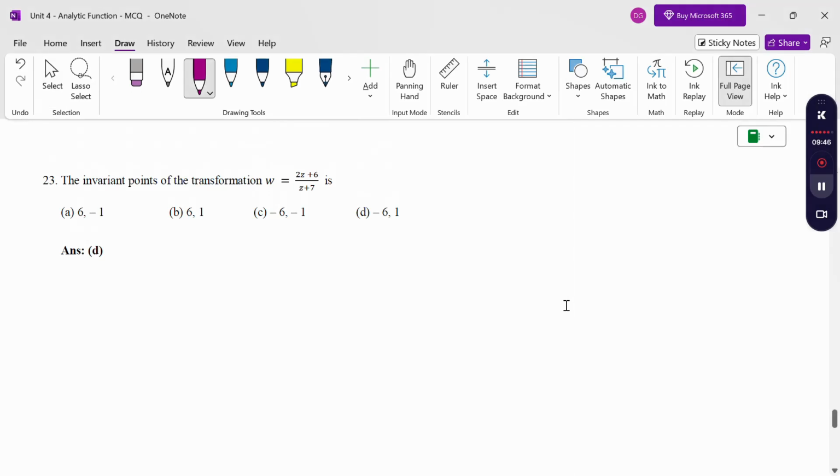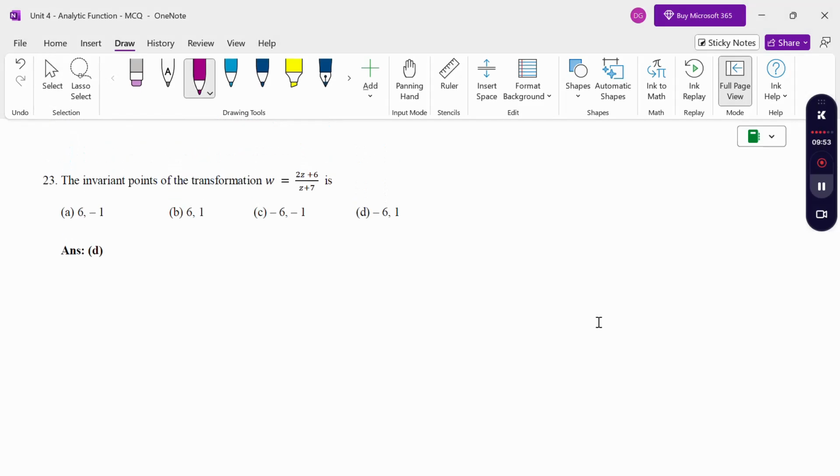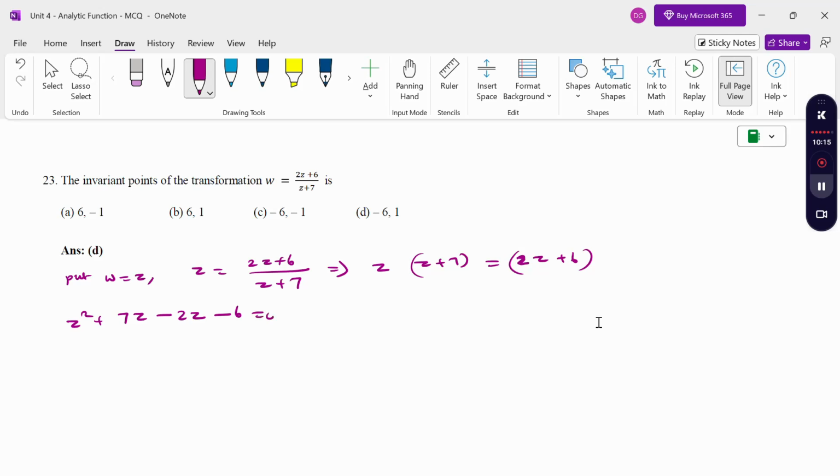Then the invariant points of the transformation w equal to 2z plus 6 by z plus 7. Now how to calculate the invariant point or fixed point: put w equal to z. So z equals 2z plus 6 by z plus 7. On cross multiplication, z into z plus 7 equals 2z plus 6. Therefore z square plus 7z minus 2z minus 6 is 0. From this, z square plus 5z minus 6 equals 0.